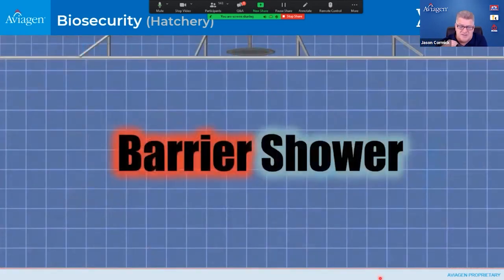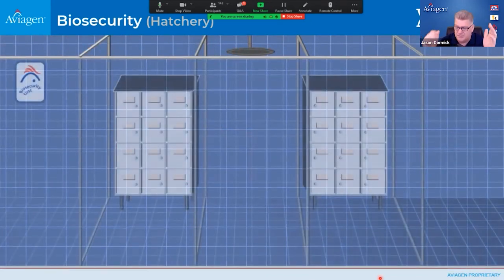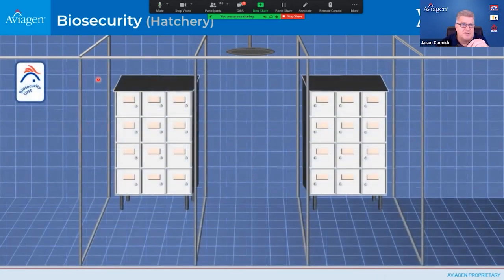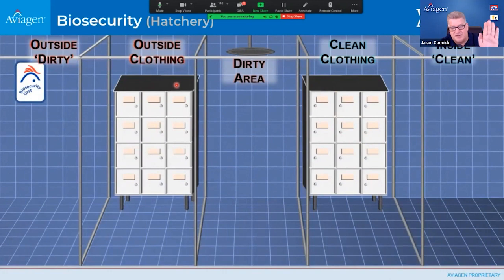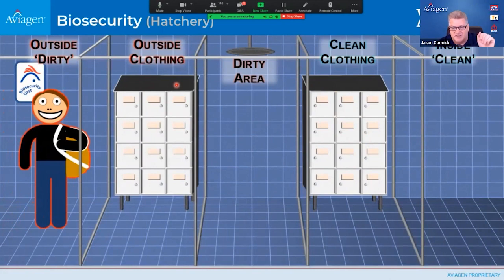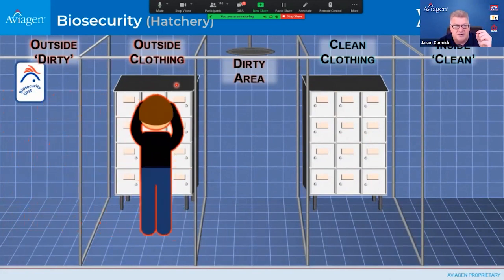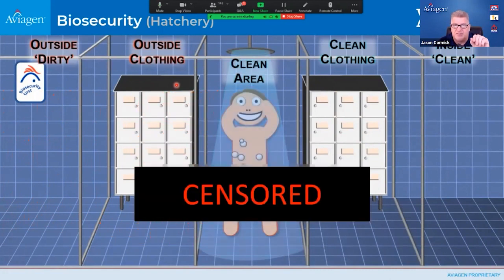So the first one is the barrier shower. A barrier shower is an inline shower. This area at this point is classed as dirty, right up to here, but anything past here will be clean. Also notice that the cubicles where you put the clothes in have a 45-degree angle. It stops people from putting stuff on top, and it's also easy to see that it's clean. When the worker arrives, they put their clothes into the cubicle and shower through. Now that is a clean area because they've cleaned it.